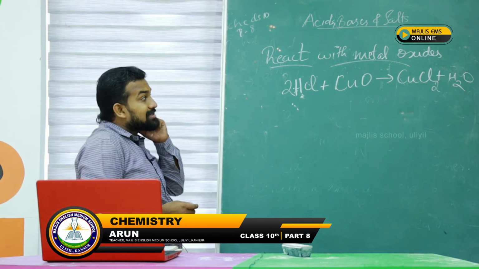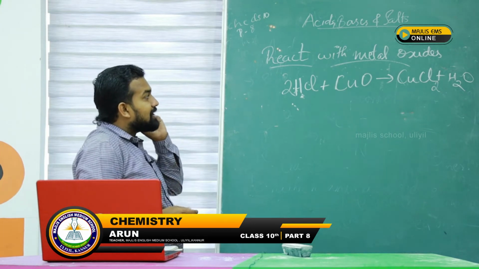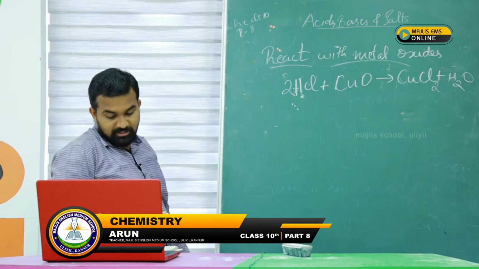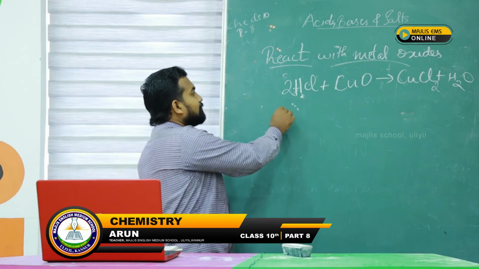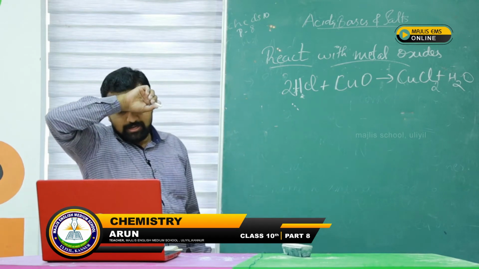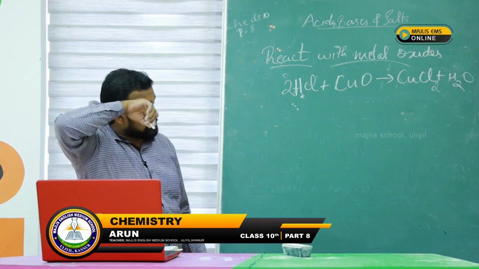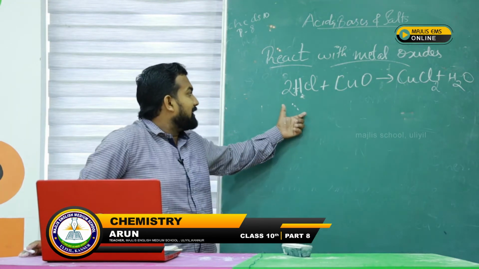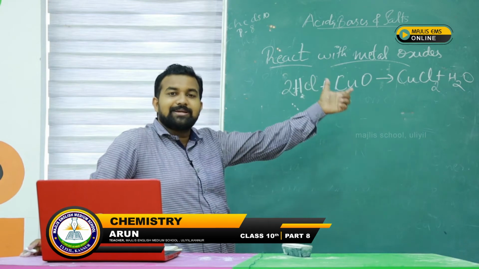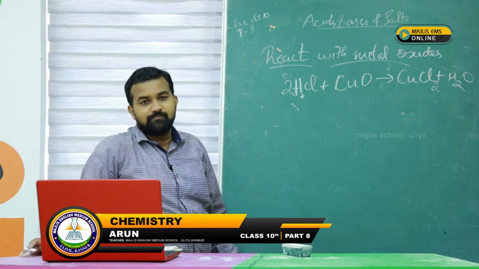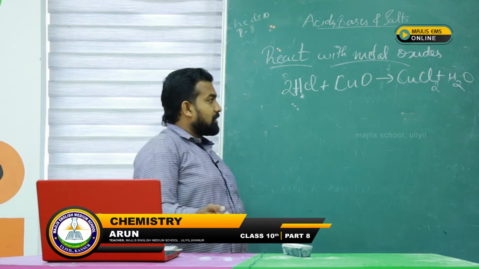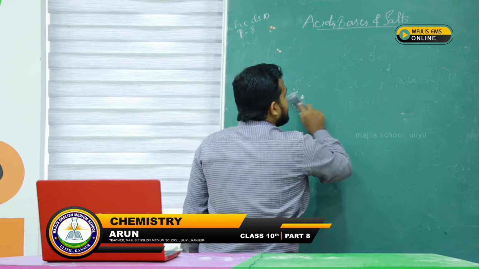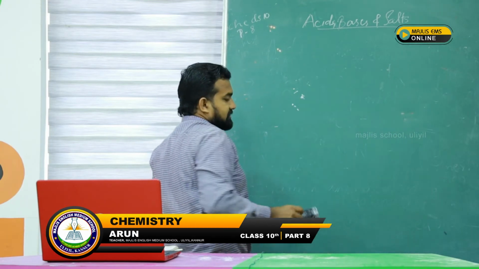So when metal oxides are reacting with acids, we will get salt plus water. Copper chloride is also a salt. And when a base is reacting with an acid, we will get the same, salt plus water. So that is about reaction with metal oxides. So we have studied reaction with metals and reaction with metal oxides.